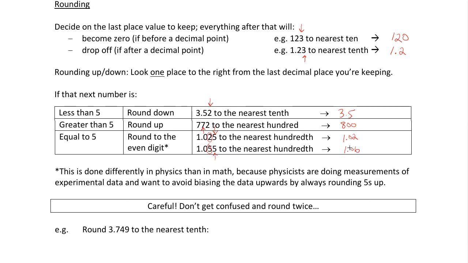So why do we have this different rule? Because physics is an experimental science, and if we were always rounding up whenever we had a 5 here, that would slightly bias our results because we would always be making things bigger, not sometimes making them bigger and sometimes making them smaller. So that's why the rule is a bit different in physics.